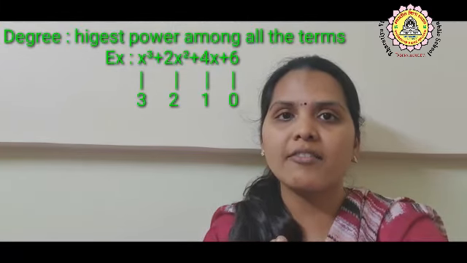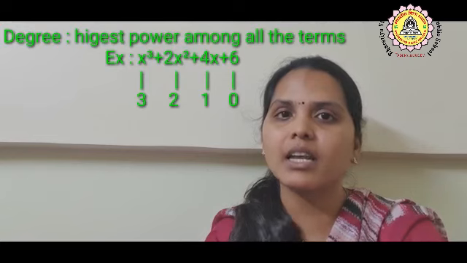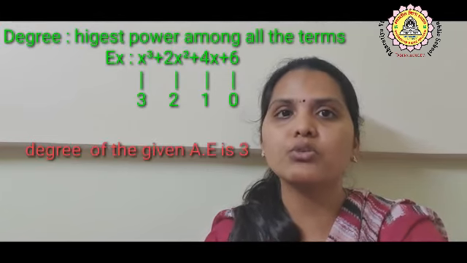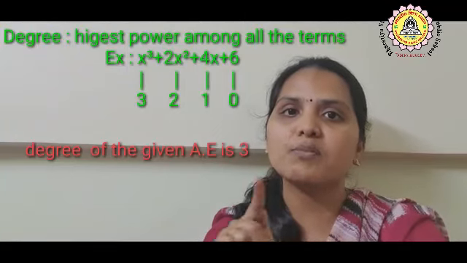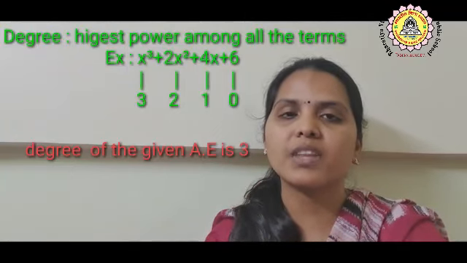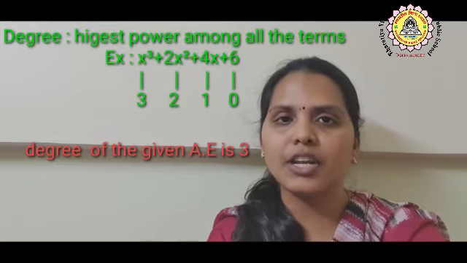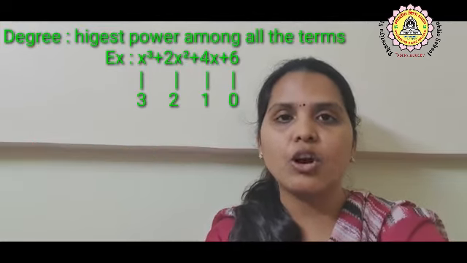Among all these terms, which term has the greater degree? The first term, that is 3. So among all these degrees, the greatest value is 3. That's why the expression's degree is 3. The highest power among all the variables involved is 3. Like this we find the degree of an algebraic expression.